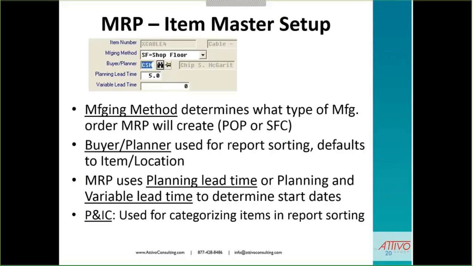The formula is simply X minus the planning lead time equals Y. That's how it gets to it. It's really simple, and it is looking at the shop calendar. So it is backing up based on the shop calendar. It's skipping over Saturday, Sunday, the 4th of July, and telling you when that order should be released. Not shown on this screen is the P&IC, or Planning and Inventory Control Code. That's a user-defined field and also helps you categorize items in reports and sorting.